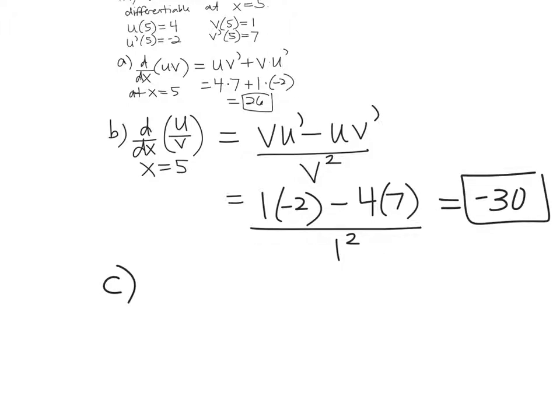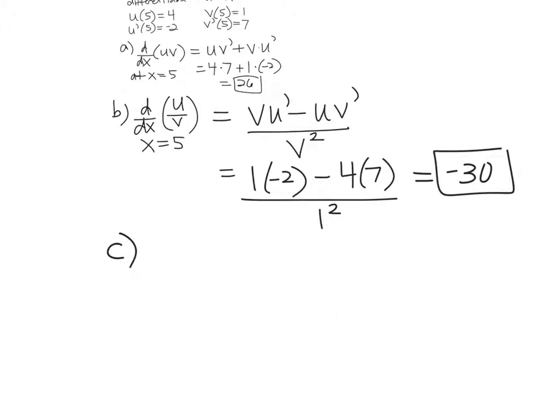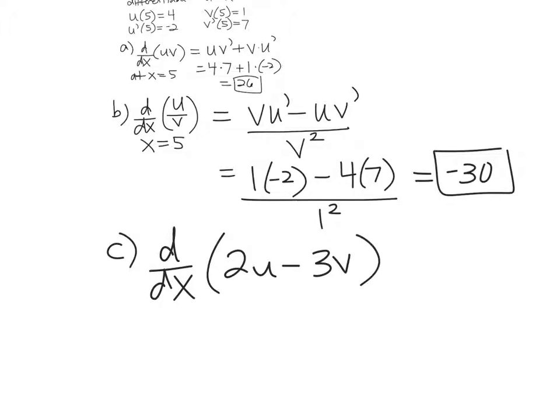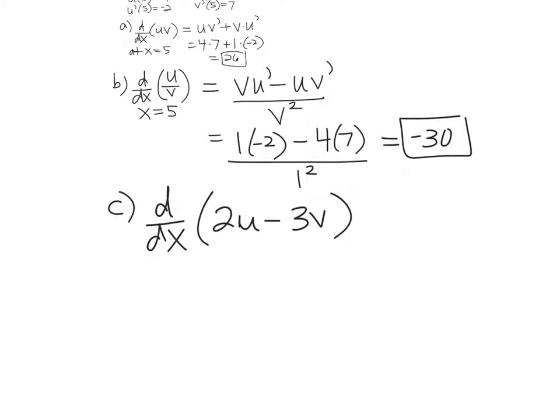One more, last one. What if they did d dx of 2u minus 3v? Okay. This is at x equals 5 again. This is not product rule, it's not quotient rule, okay? It's a constant times u. So what would the derivative of 2u be? 2 times u prime. Yeah, that's it. Minus 3 times v prime.